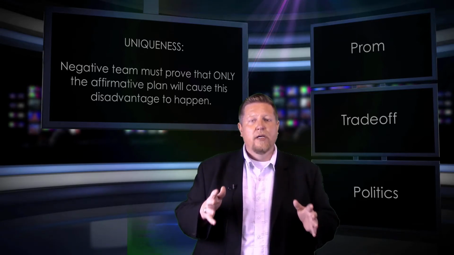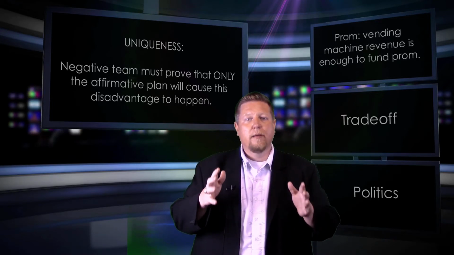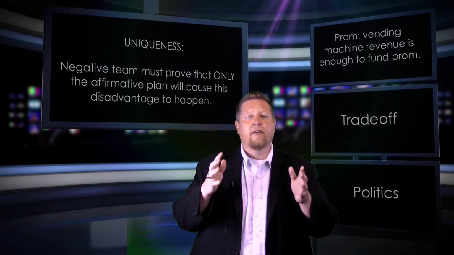In the prom example, the negative team would have to prove and provide evidence to show that the amount of money currently being put into the vending machines is enough to pay for prom.